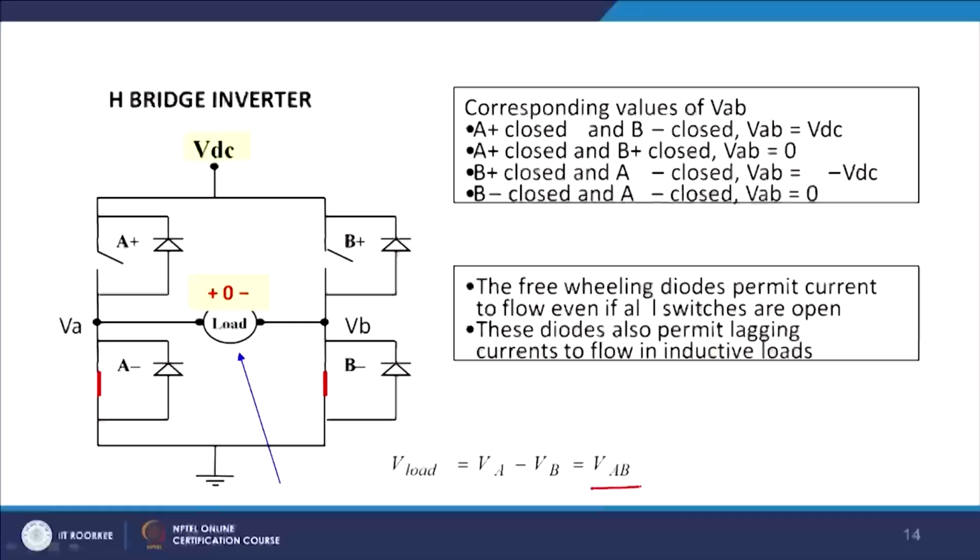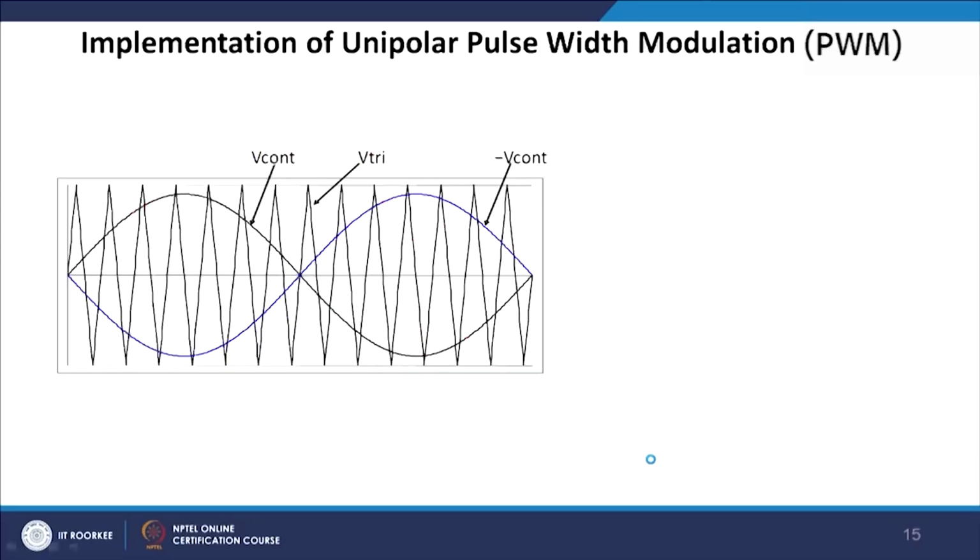Now, let us go back a little bit, and now we will discuss the 2 level inverter for the bipolar operation, sorry, unipolar operation. In this case, the load voltage again will be VAB, and we have already discussed the principal operation, when the diode conducts and when the switches conduct.